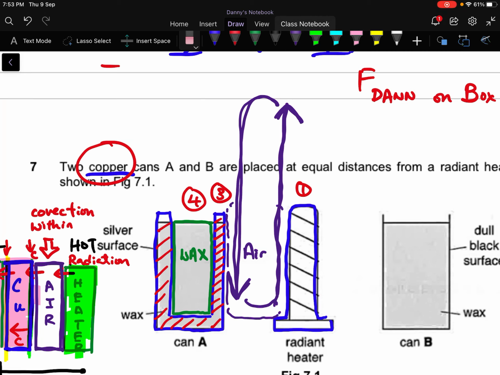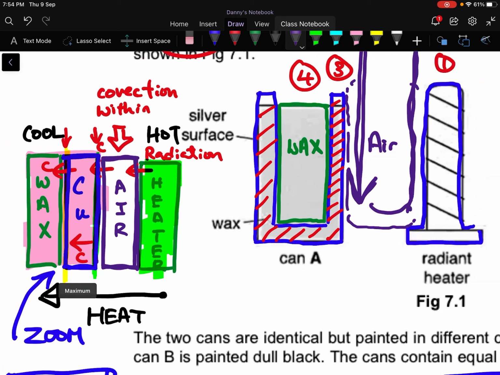There is convection current. But the question is implying, does this convection current bring hot air? I didn't say heat. Does this convection current bring hot air to the can? No. The convection current brings hot air up, and then after that, it cools down. The cool air will sink, and it will come into contact with the can. You see? So technically speaking, the heat from the radiator actually reaches the can by radiation.